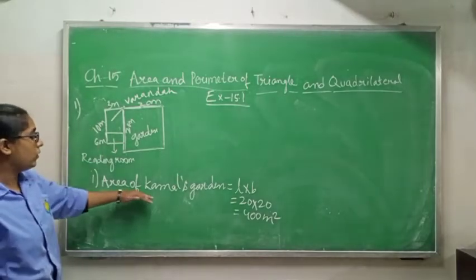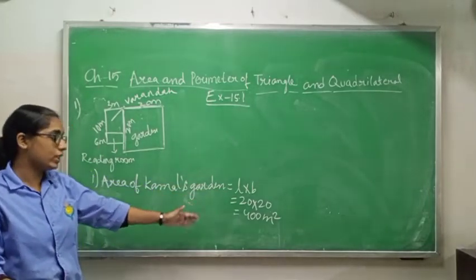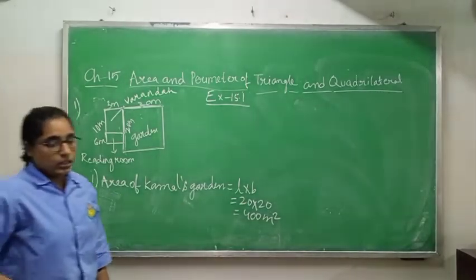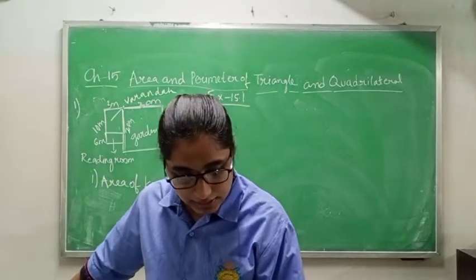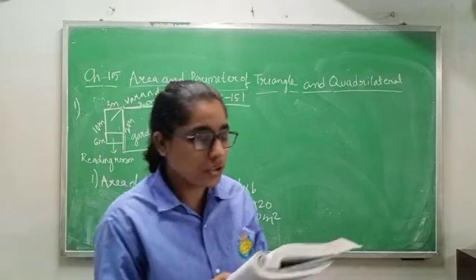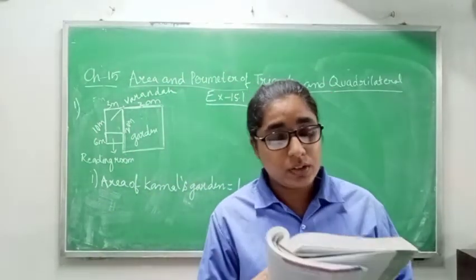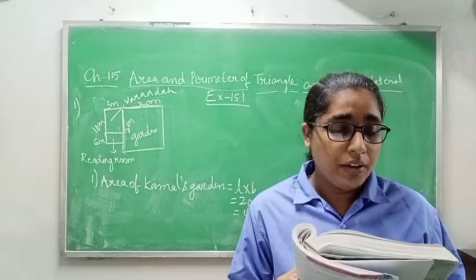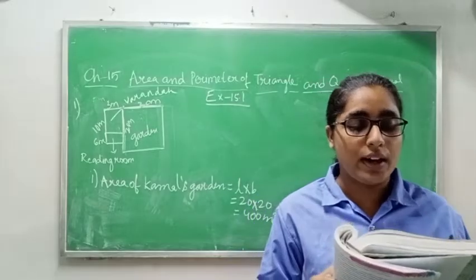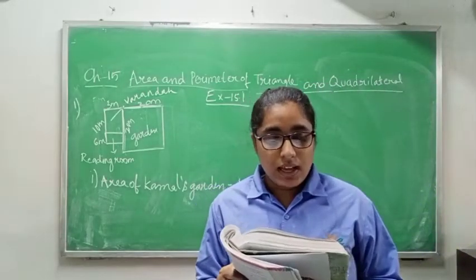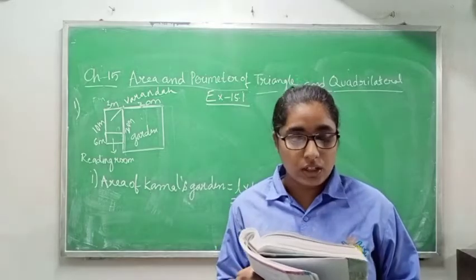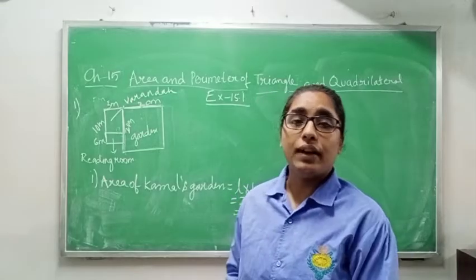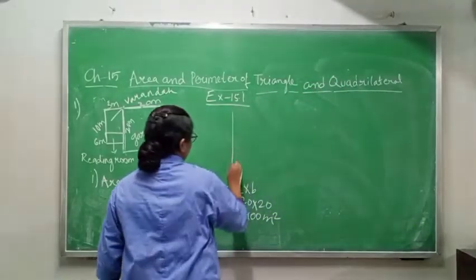So area of Kamal's garden is length into breadth. Length is 20, breadth is also 20. It will become 400 meter square. Now after that, second question is let us write by calculating how much cost is required to repair the floor of Kamal's veranda if rupees 30 is the cost per square meter. Class 9, I told you whenever it is given to find the total cost and the cost per square meter is given to you, first you have to find the area. So first you will find the area of veranda. So I am doing here Roman 2.